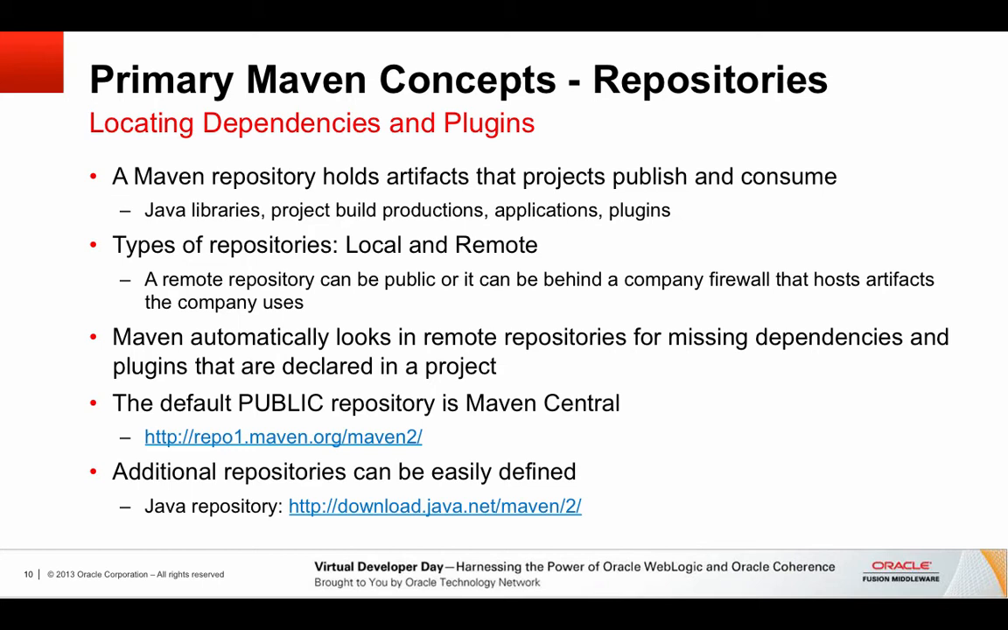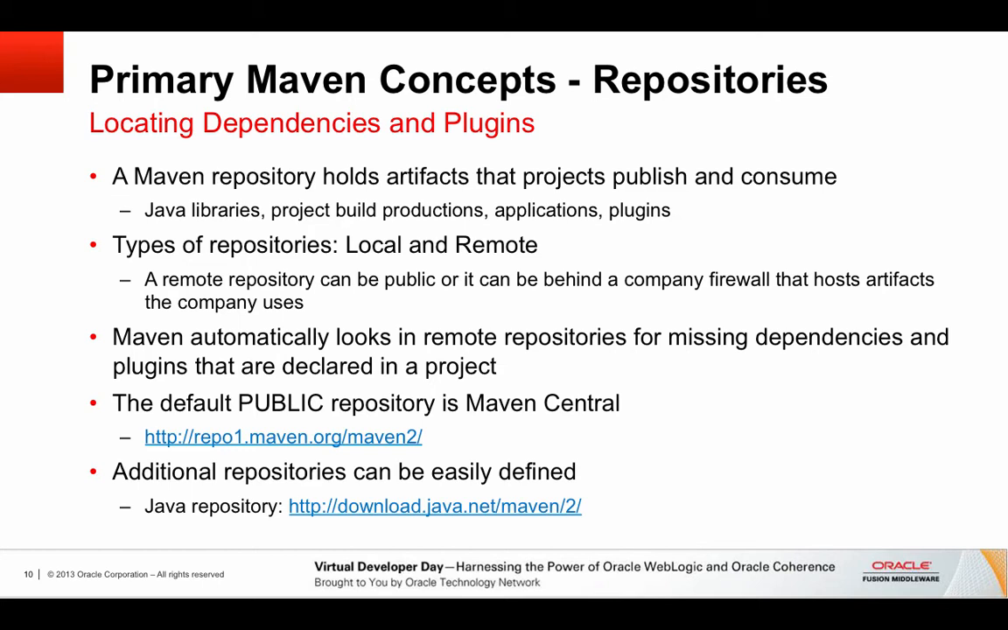A remote repository stores remotely accessible artifacts. This can be truly remote in the sense that it's hosted on the internet and accessible by anyone, or it can be a corporate repository that's held behind a firewall that holds artifacts, plugins, projects, etc. for your specific company. When Maven's trying to find a dependency or a plugin, it first looks in the local repo, and if the dependency is not available, it then searches the default and any subsequently configured remote repositories.